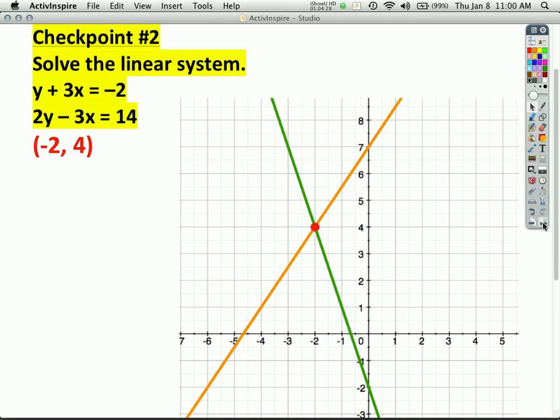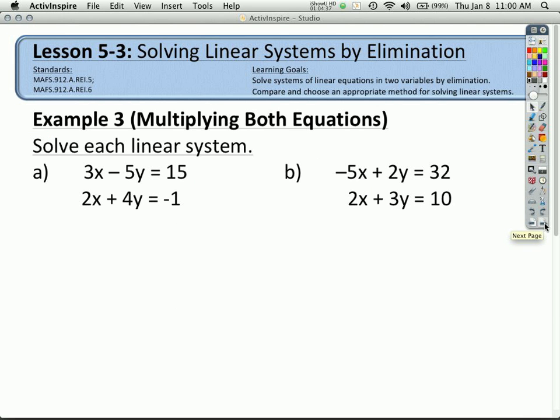Okay, so now we are going to ratchet up the level of complexity a little bit, and we're going to finish off by challenging ourselves. But it's really nothing different.